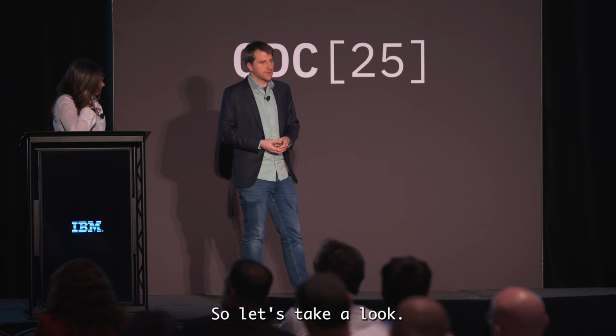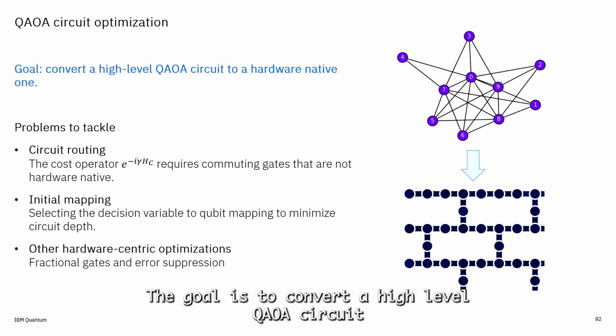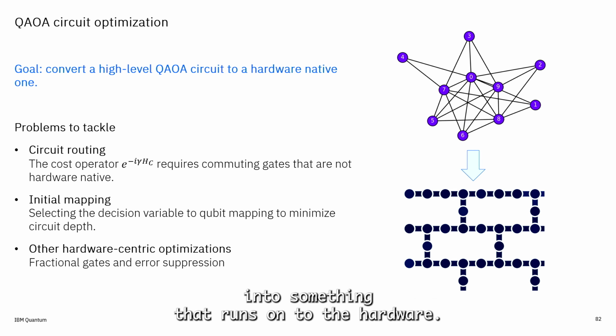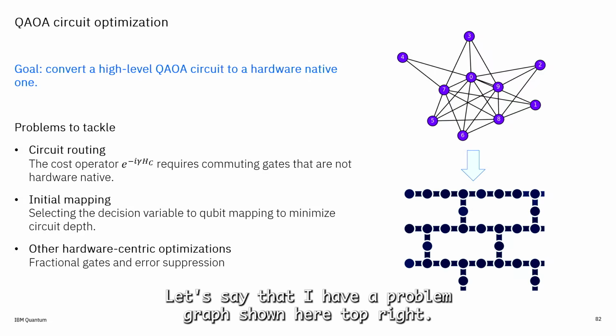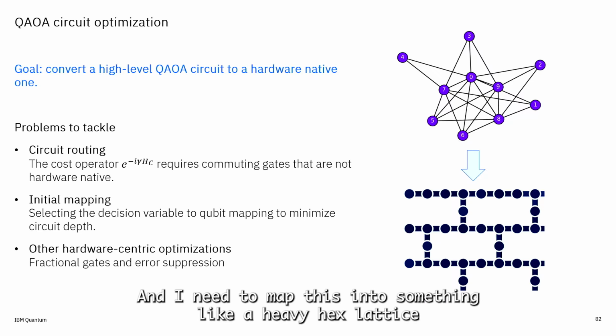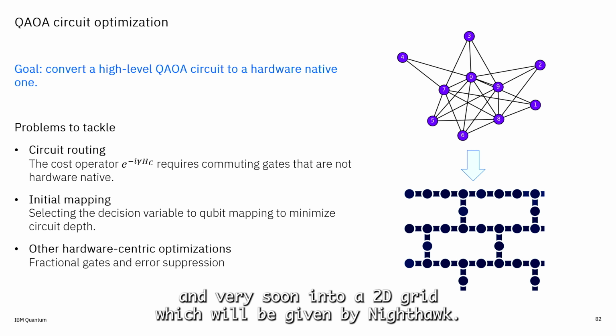So let's take a look, right? The goal is to convert a high-level QAOA circuit into something that runs on the hardware. This can mean the following. Let's say that I have a problem graph shown here, top right, and I need to map this into something like a heavy hex lattice, and very soon into a 2D grid, which will be given by Nighthawk.